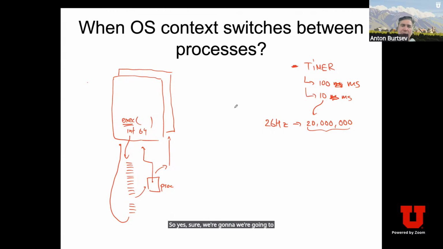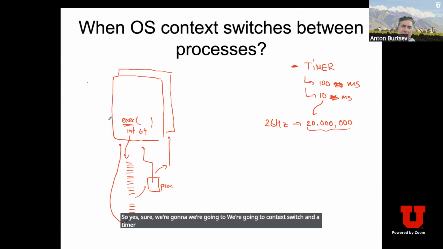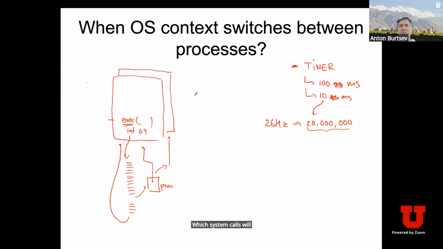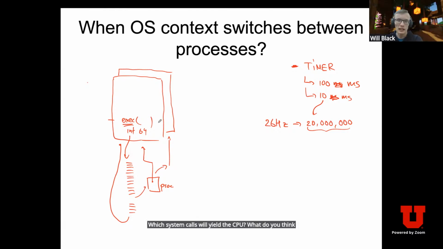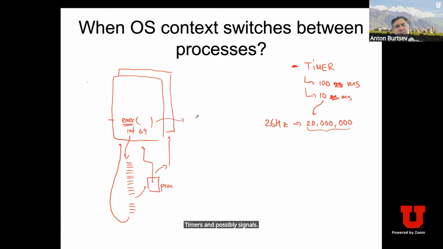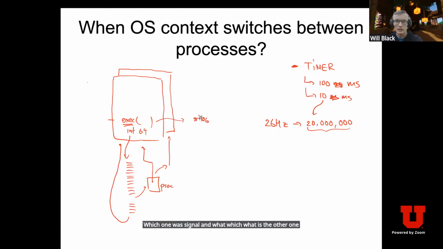we're going to context switch on a timer, but I also wanted to make sure that we understand that not all system calls will switch. Which system calls will yield the CPU? What do you think? Timers and possibly signals. Which one? Signal and what is the other? Timer.